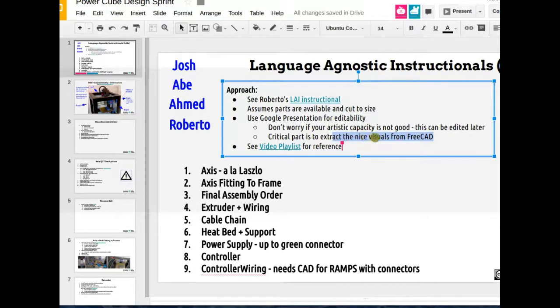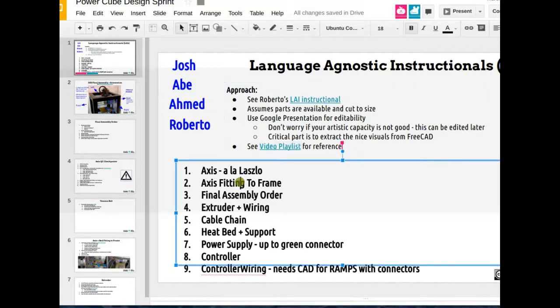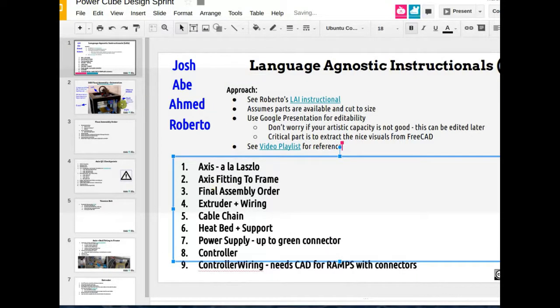The visuals are isometric views that are then cleaned up in Inkscape. Right, that's Inkscape, if I'm correct, it's not GIMP. As far as what we're doing today, the video playlist shows a lot of the procedures that we have, and then the specific breakdown for today is the workflow.